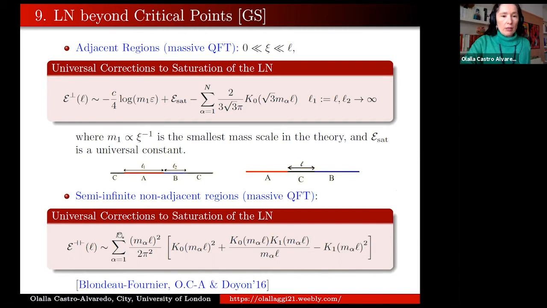So capital N is the number of particles in the spectrum. If you know a little bit about integrable QFT, that would mean that if your theory was E8 total, let's say, you would have a sum up to 8 particles. But if your theory is the Ising field theory, you just have one mass scale, so you have one term in that sum. And the same for the one above.